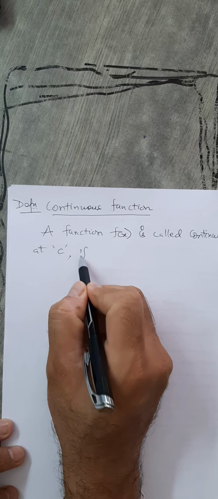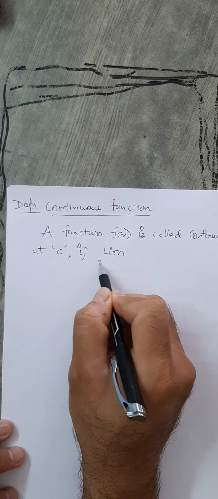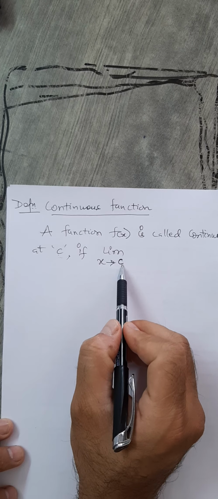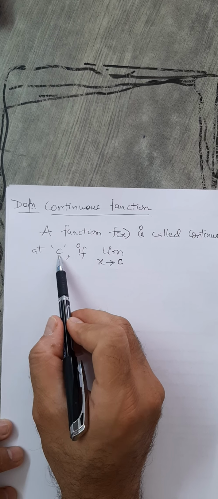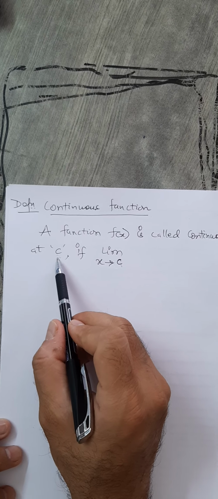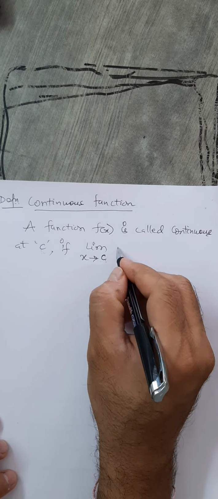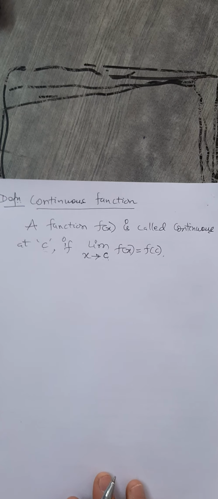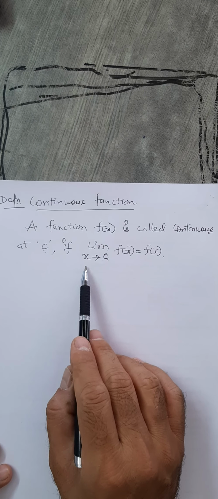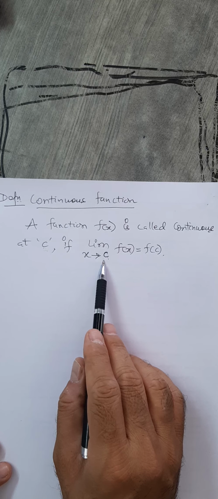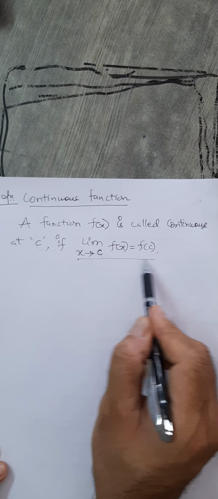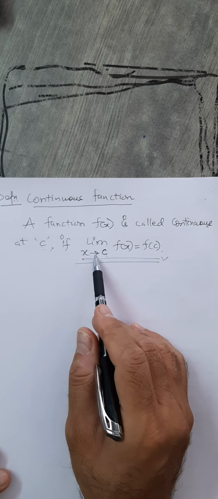A function f(x) is called continuous at c, if limit x tends to this point c of f(x) equals f of c. If you are checking continuity at 1, then you take 1 here. If you are checking continuity at 100, you write 100 here. If you are checking continuity at 0, you write 0 here. So what this definition says: to check the continuity of a function at c, we need to find this limit, limit x tends to c of f(x), and f of c means the value of the function. If these two are equal, then we say that the function is continuous.